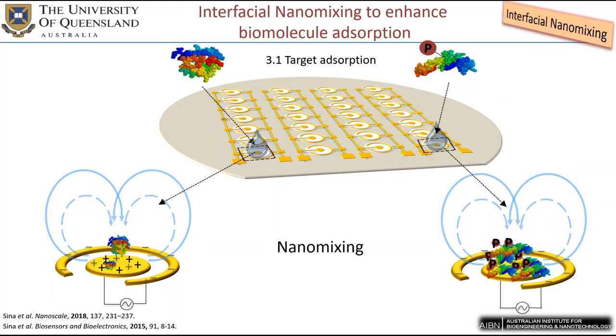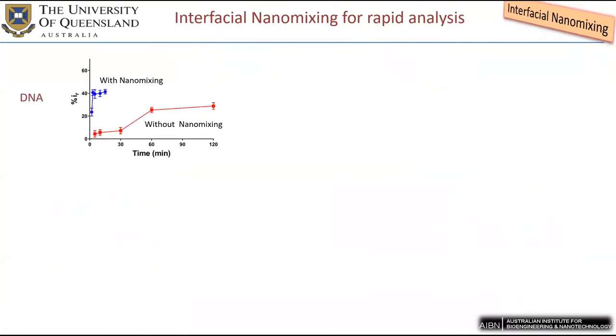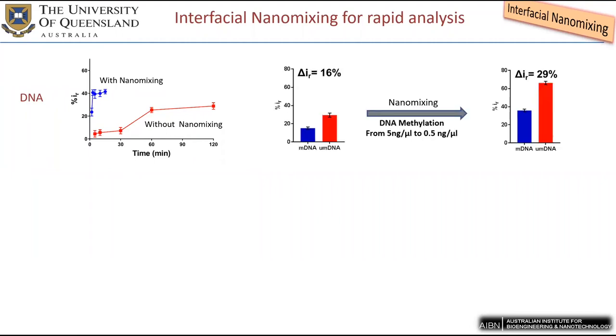So we tested this for detecting protein phosphorylation and also detecting DNA methylation. In the case of DNA methylation, we have seen that our static incubation takes almost 60 minutes to reach saturation. But in the case of the nanomixing system, it only takes 3 minutes to reach saturation. And not only is it rapid, we got a very significantly higher signal in 3 minutes, and we can also reduce our detection limit. So the limit of detection has been improved from 5 nanograms to 0.5 nanograms per microliter.